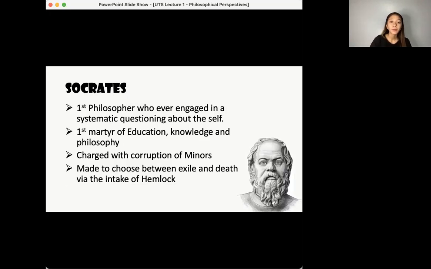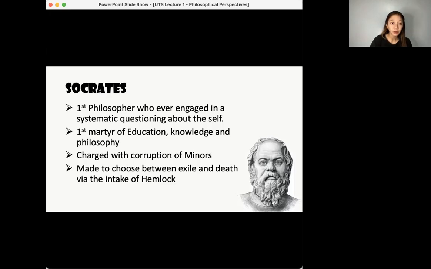So, yun na. So, while the pre-Socratics are busy in questioning, di ba, busy sila sa pag-question ng mga iba't ibang bagay-bagay sa mundo. So, they are busy in questioning the beginning of the different things in the world. There is this one philosopher, one man, who questioned the problem about the self. And he is Socrates. So, si Socrates, he is the first philosopher who ever engaged in the systematic questioning about the self.